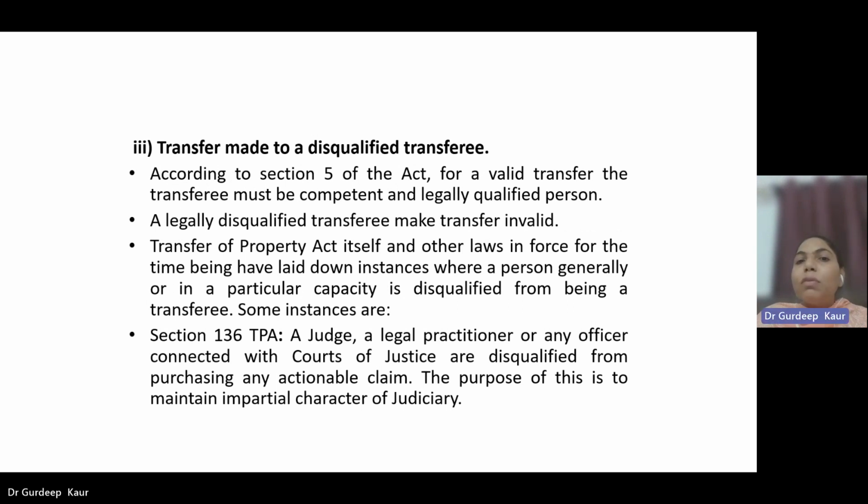Another case is a transfer made to a disqualified transferee. According to Section 5 of the Transfer of Property Act, for a valid transfer, the transferee must be a competent and legally qualified person. A legally disqualified transferee makes the transfer invalid.